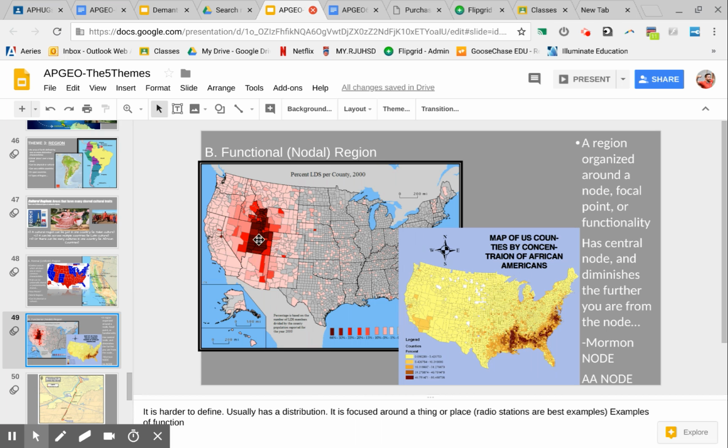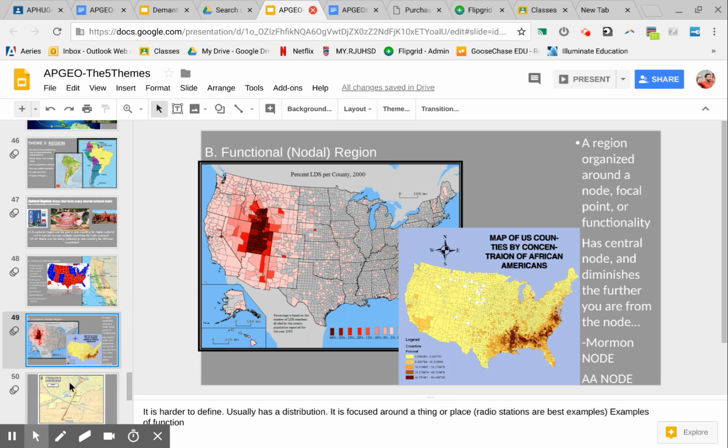So you can't really define it by a distinct boundary, but you can say, oh, I know where the node is, so this region generally is where we're going to find most of the United States Mormons. Here, if you look at the map of the United States in yellow, this would be a nodal region for, if you recall, our black population in the United States. They're the majority of, and we know the issues with this particular map, right? But we have a nodal grouping here in these states, and then they kind of spread out from there. It has a central node.